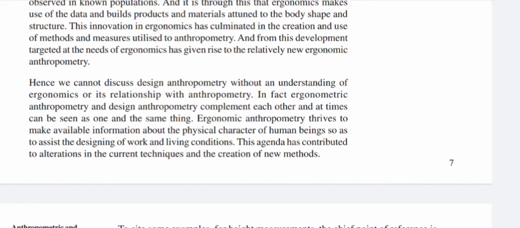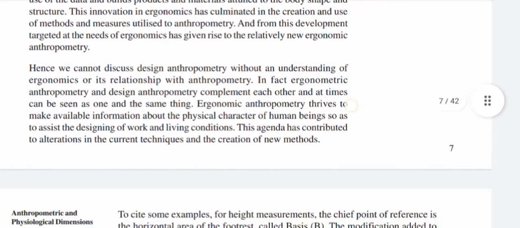In fact, ergonomics anthropometry and design anthropometry complement each other and at times can be seen as one and the same thing. Ergonomics anthropometry strives to make available information about the physical character of human beings so as to assist the designing of work and living conditions. This agenda has contributed to alterations in the current techniques and the creation of new methods.